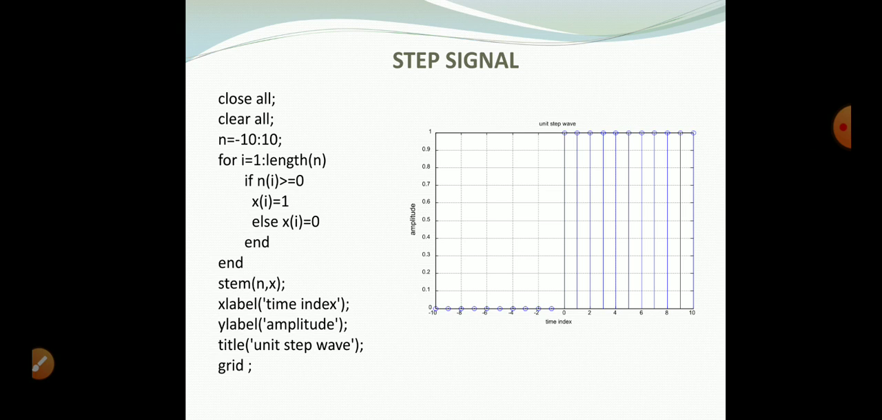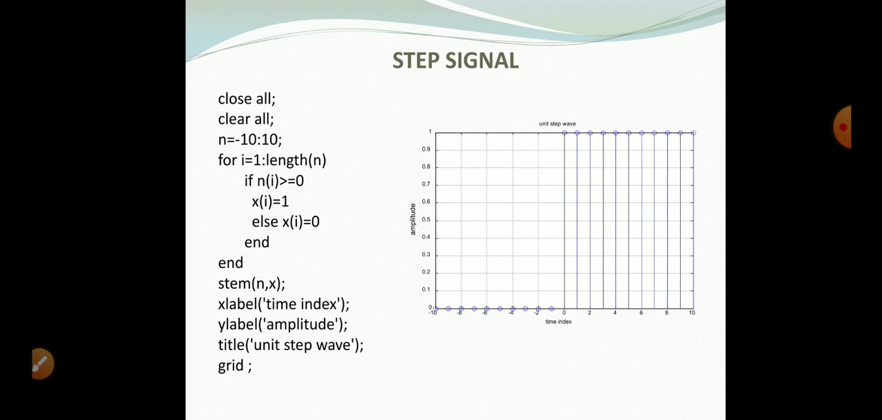To generate a step signal, or to write any program, first of all, we have to use two commands: close all and clear all. The close all function is used to close all the figures that are running, and the clear all command is used to remove all the variables and global functions that are in the running process. So basically, close all and clear all remove all the figures, variables, and functions that are running.